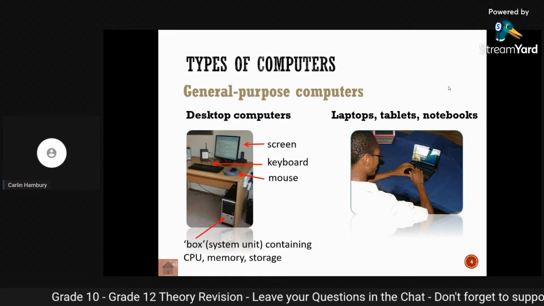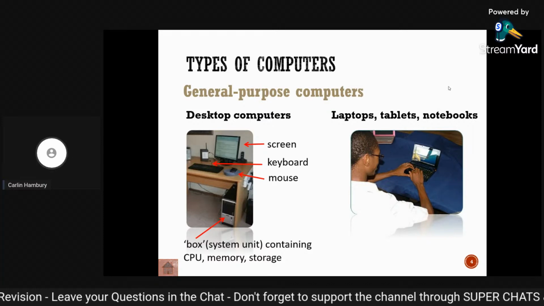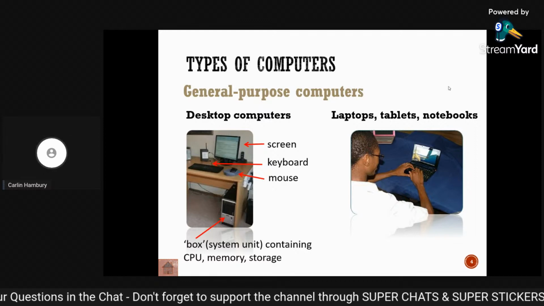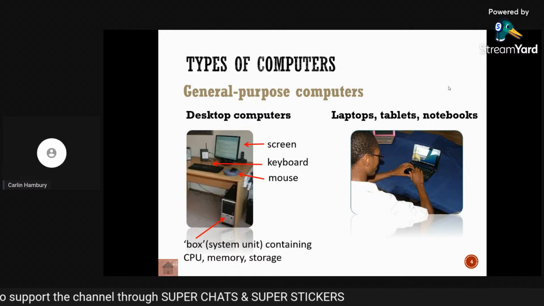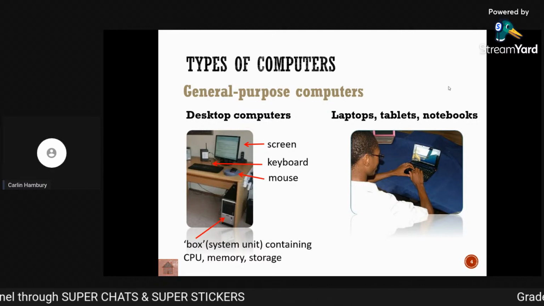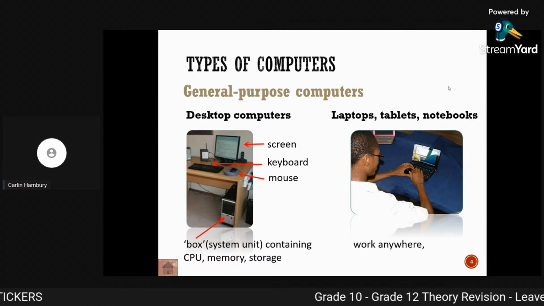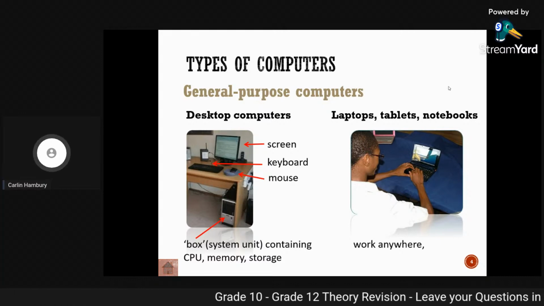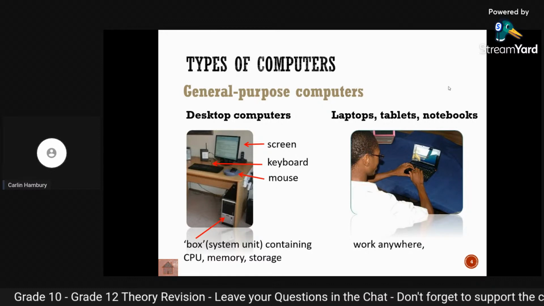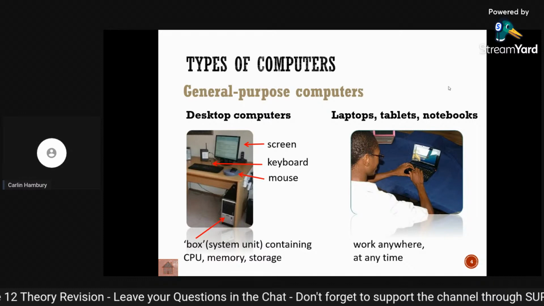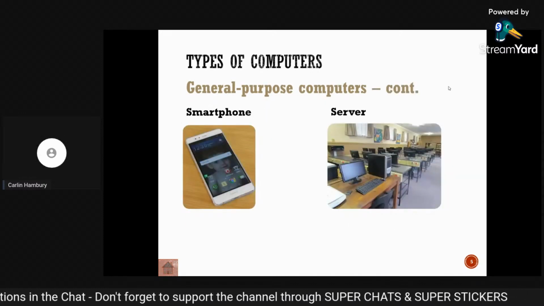And there we can see with our desktop, we've got our screen, our keyboard, our mouse, and our system unit. We don't call it a box. We call it our system unit because it contains everything necessary to run the system. The motherboard, the CPU, the memory, the hard drive, all those things are in there. And then we've got our laptops, tablets, and notebooks that have an all-in-one design with a battery so that we can work from anywhere we need to. Now, it's nice, but it has its disadvantages.